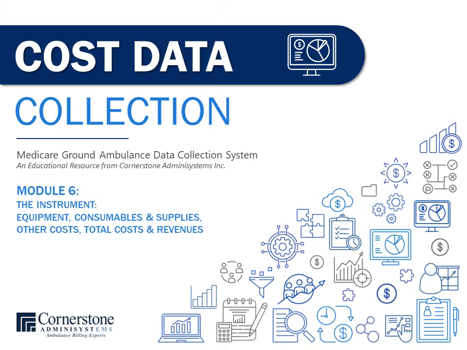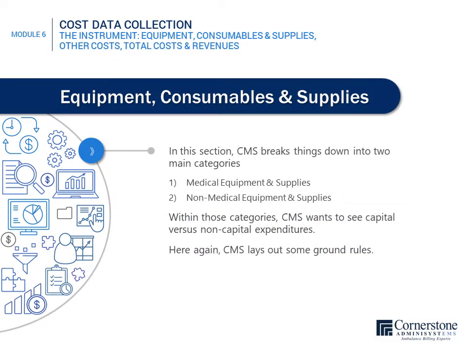My name is Jim. I'll be your host here as we work through the final sections in the data collection instrument. These sections are equipment, consumables, and supplies, other costs, total costs, and revenues. So, starting with equipment, consumables, and supplies.